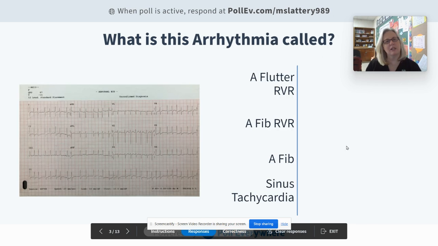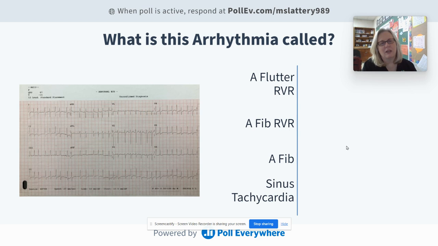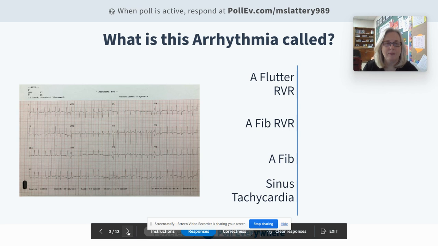All right, next one. See if you can take a look at this one, and I'll give you about 10 seconds. Here's a hint: whenever we're looking at arrhythmias, look at the bottom of the strip, the rhythm strip. That's what it's for, the rhythm. See if it's irregular or regular, how fast the heart rate is, and look for P waves and or F waves.